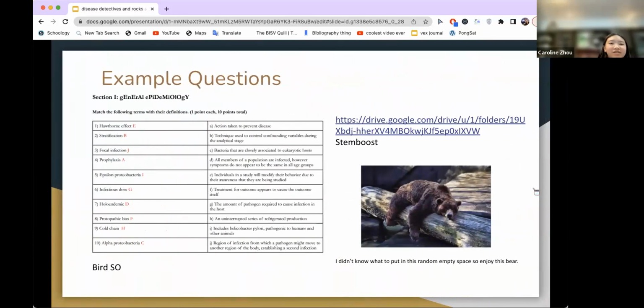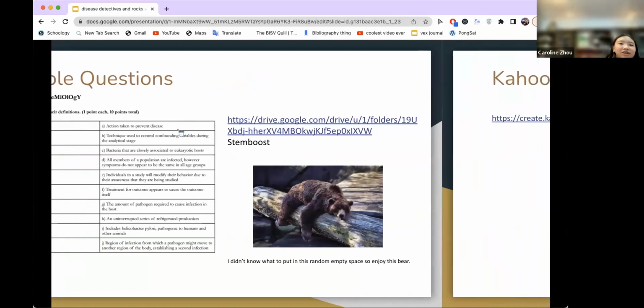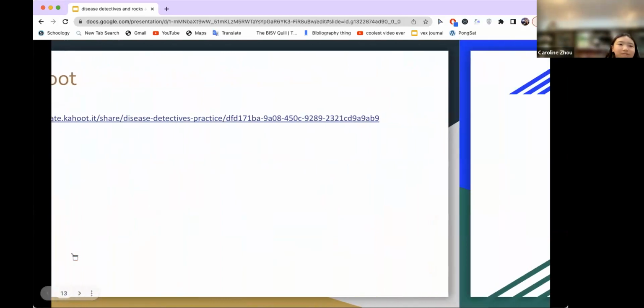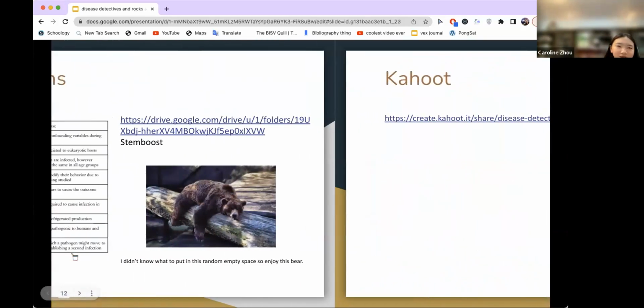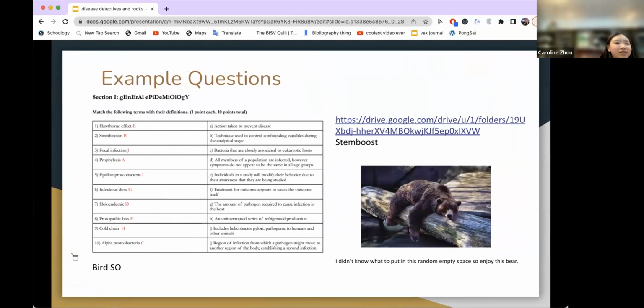Okay, so here are some example questions. The one on the left was from Bird SO. These are both from 2022. These are the first few questions, and it's just asking about terminology. These are terms I didn't define in this lesson, and you probably don't need to know a lot of them, but this is basically the format. They give you a bunch of terms and you have to match them to the definitions.